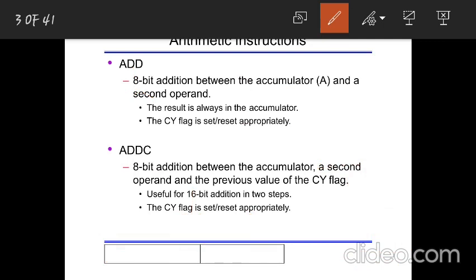The carry flag is set or reset. If you have any carry from the lower nibble to the higher nibble, then the auxiliary carry will be set. The result depends on the number of ones you have, so depending on whether it is odd parity or even parity, the parity flag will also be set or reset.